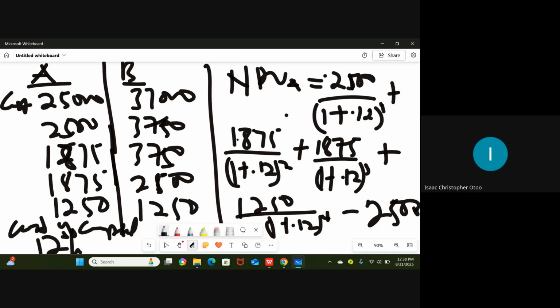So still, nobody has done with it. Please, the minus, is it 2,500 or 25,000? It's the cost, 25,000. So I got 17,770 for A. So do the second one too. Others also confirm it.